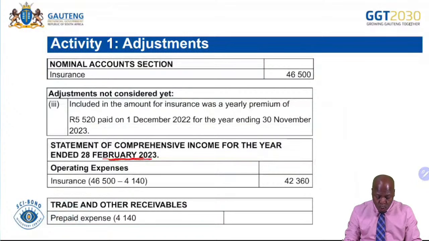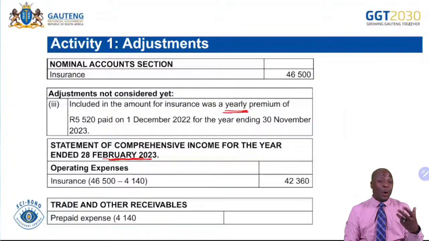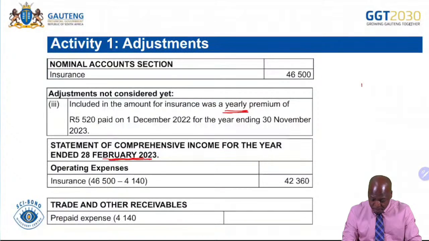And then we are told that there is an amount, a yearly premium. Yearly is the same. In other papers, they don't say yearly. In other papers, they will say annual. It means one and the same thing. All right? So we now need to have a timeline. Let's do this together. The financial year is ending in February. That means if it ends in Feb, it began in March.